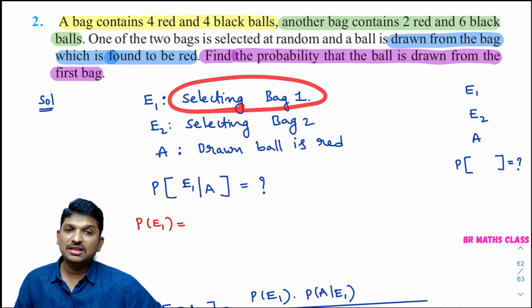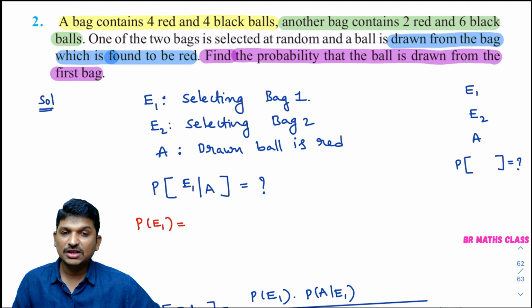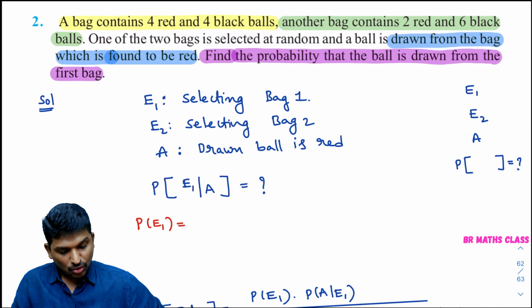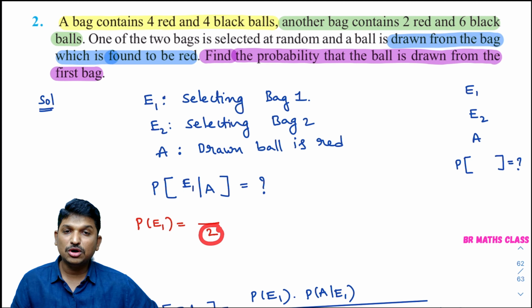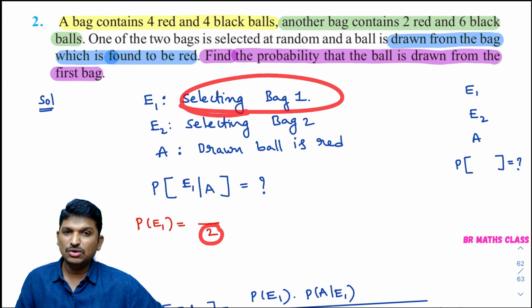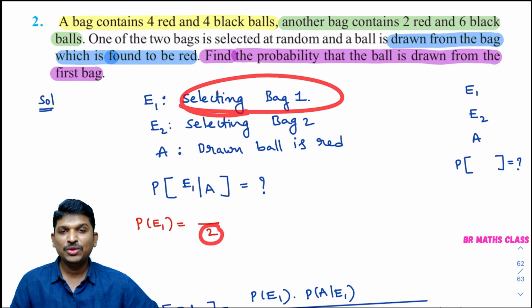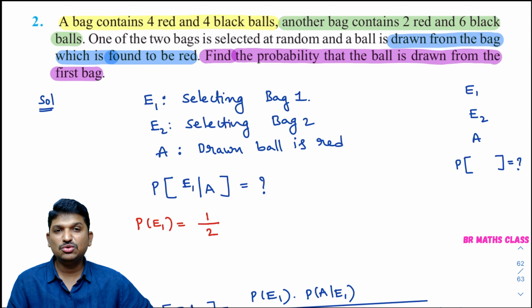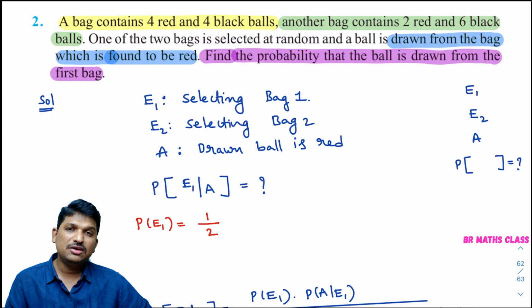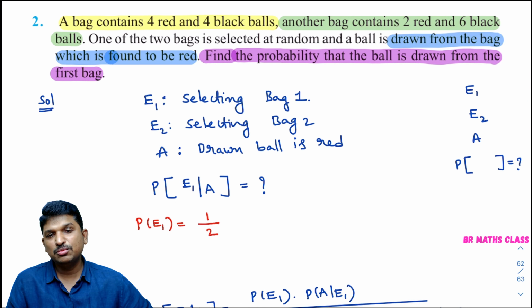Total how many bags are there? Total 2 bags are there in the question. What is the probability of selecting the first bag? Total 2 bags are there, so total 2 number of results. What is the probability of selecting bag 1? Only 1 bag is bag 1, bag 2 means the other bag. So probability of E1 is 1 by 2. I hope you understand this. Number of favorable results 1, total number of results 2.